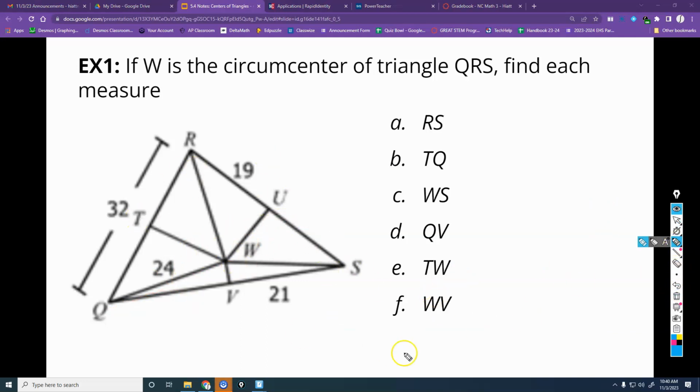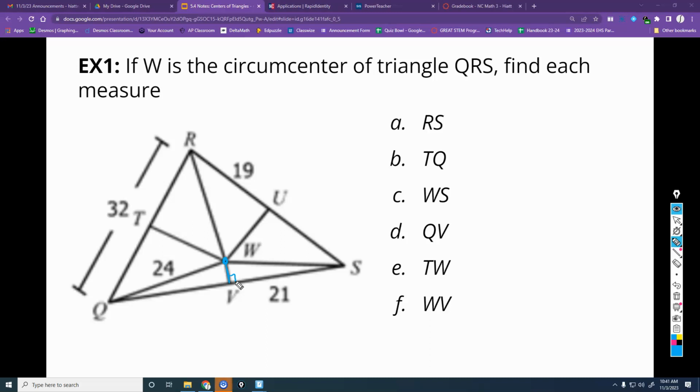These without having to redraw all of these. So it tells us W is the circumcenter of triangle QRS. Find each measure. All right, I like to go ahead and do everything I can do before I even start worrying about what they're asking me for here. So if this is my circumcenter here, that means that this is a perpendicular bisector.